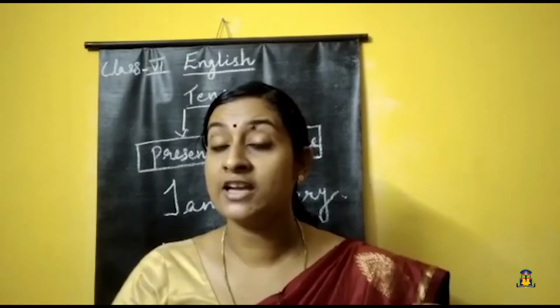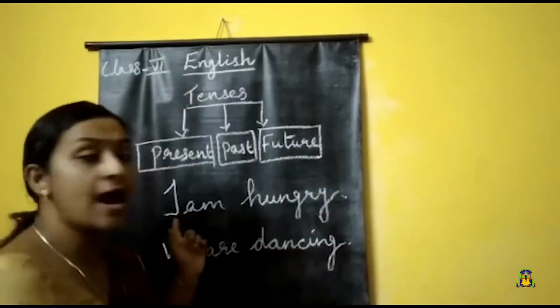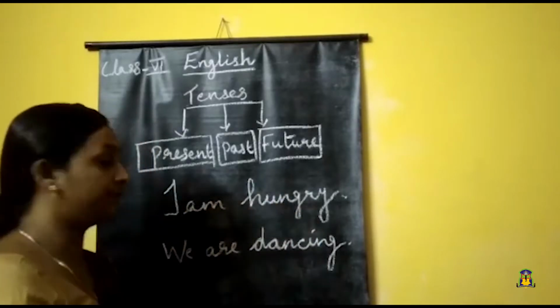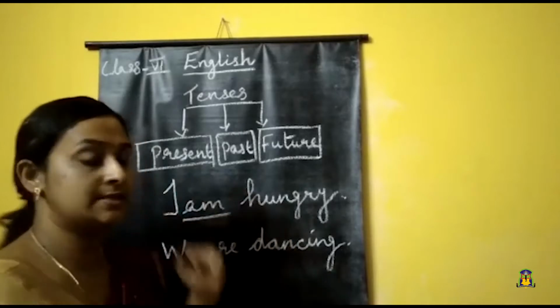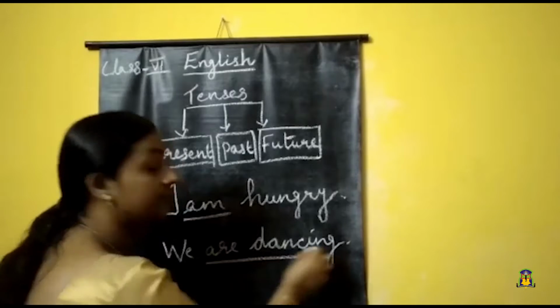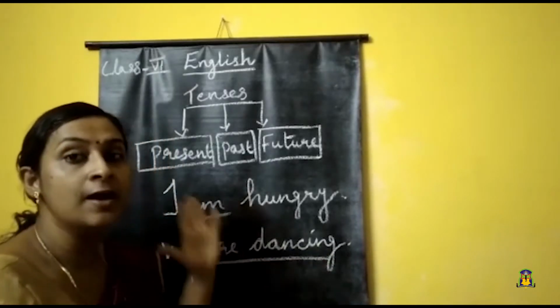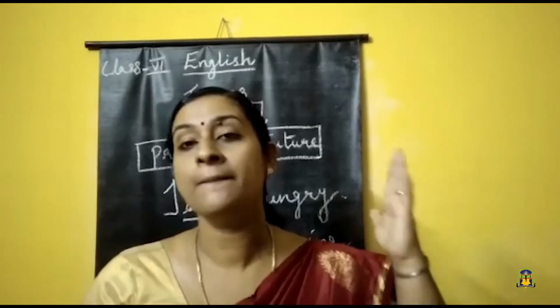What do you mean by present tense? Present tense expresses the actions in the present time. Look at the example. I am hungry. Am shows the action is in present tense. We are dancing. Are dancing shows the action in present tense. So present tense expresses the actions in present time.